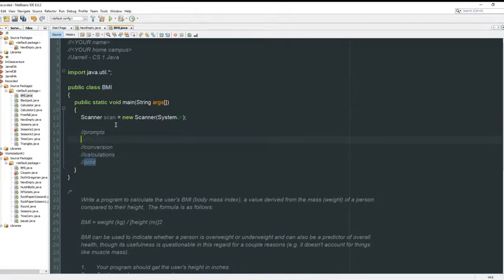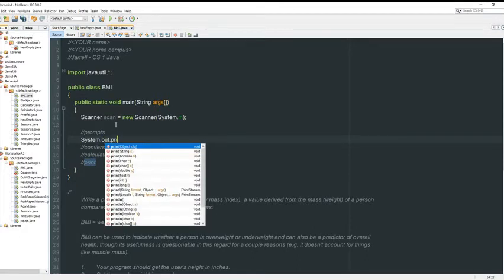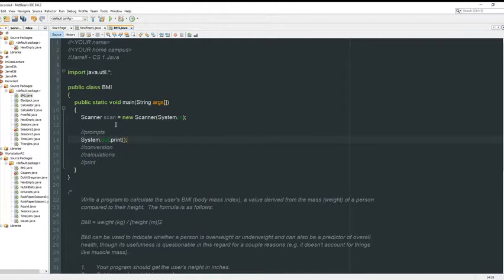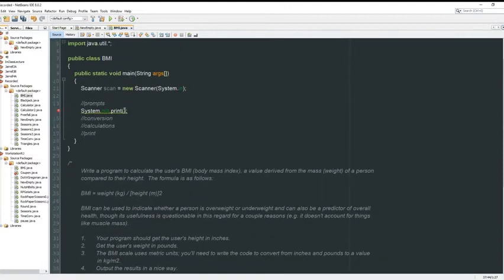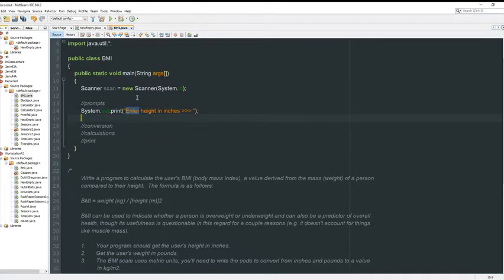Okay, prompt, very simple. Print line, and I'll come down here to their sample. Enter height in inches. Oops, we've got those. Don't let anybody tell you they're perfect coding. All right, so here we go.